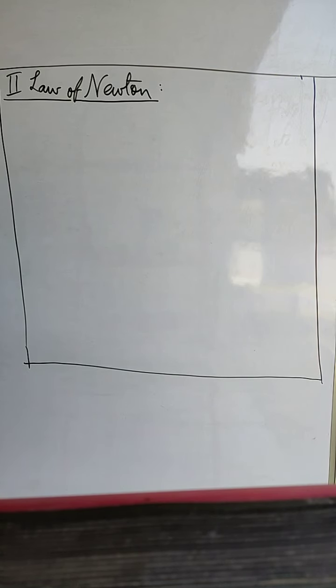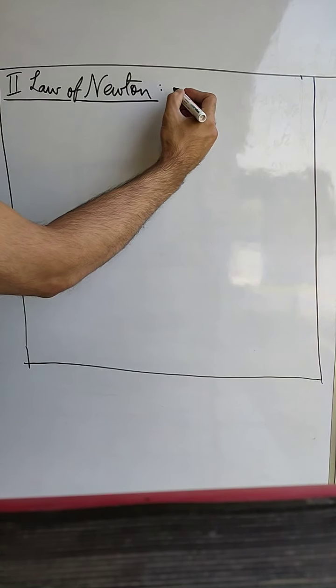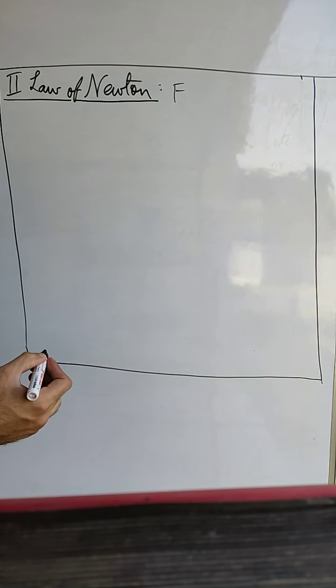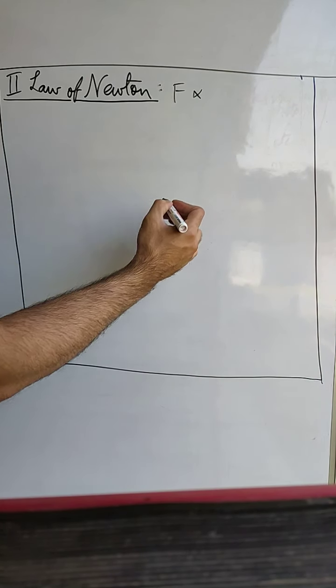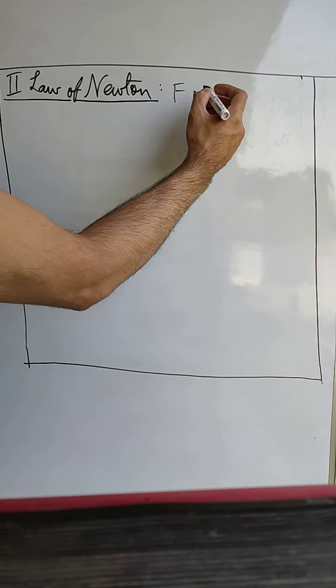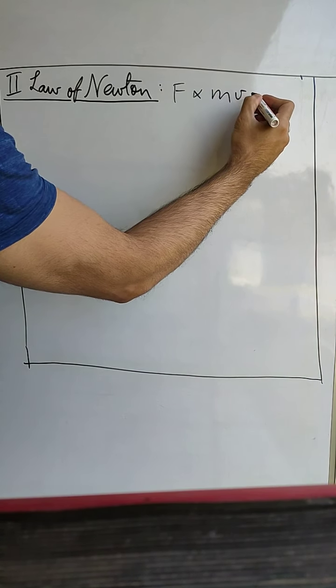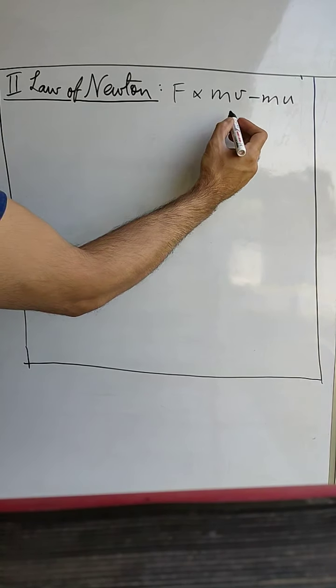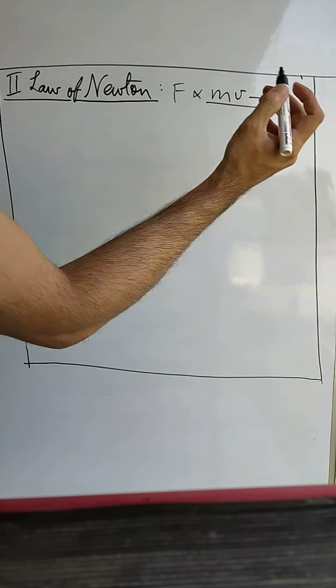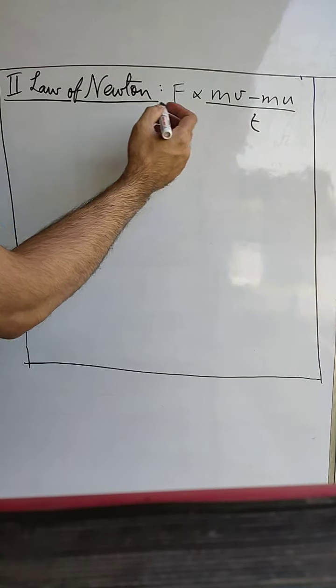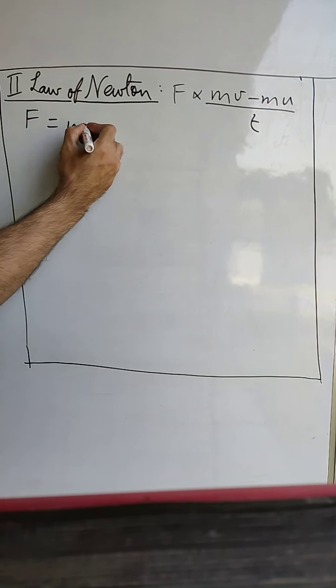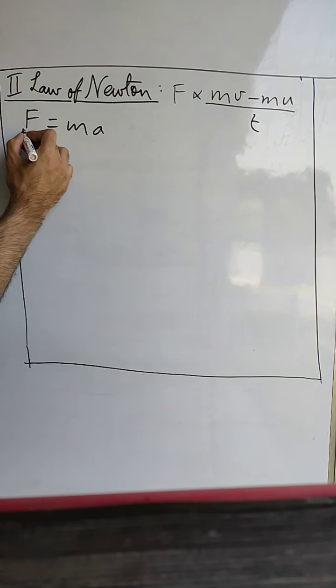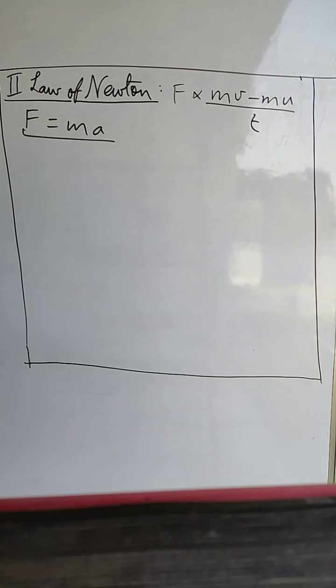We'll just quickly revise. Second law of Newton states that force on a body is directly proportional to rate of change of momentum: mv, that is the final momentum, minus mu, which is the initial momentum, divided by time. So this is rate of change of momentum. From this we derived a formula F equals ma, where a is the acceleration of the body.